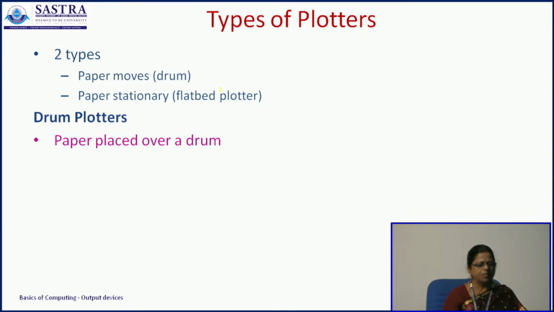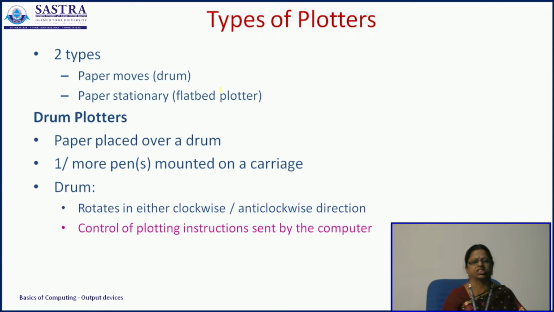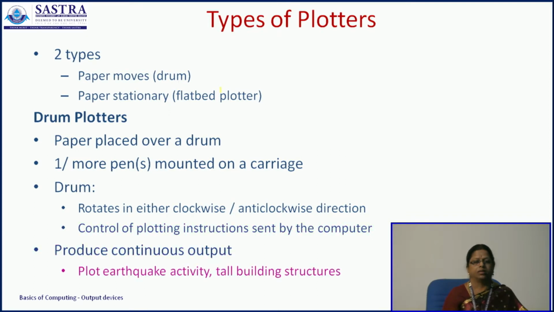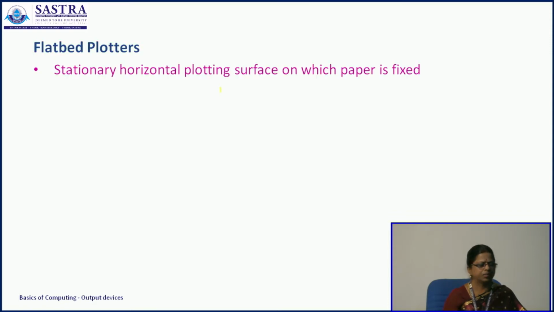We call it drum plotters, wherein paper is placed over a drum. One or more pens are mounted on a carriage. The drum rotates in either clockwise or anti-clockwise direction, and control of plotting instructions is sent by the computer. It is capable of producing continuous output to plot earthquake activity or to draw tall building structures. The next type of plotter is the flatbed plotters.